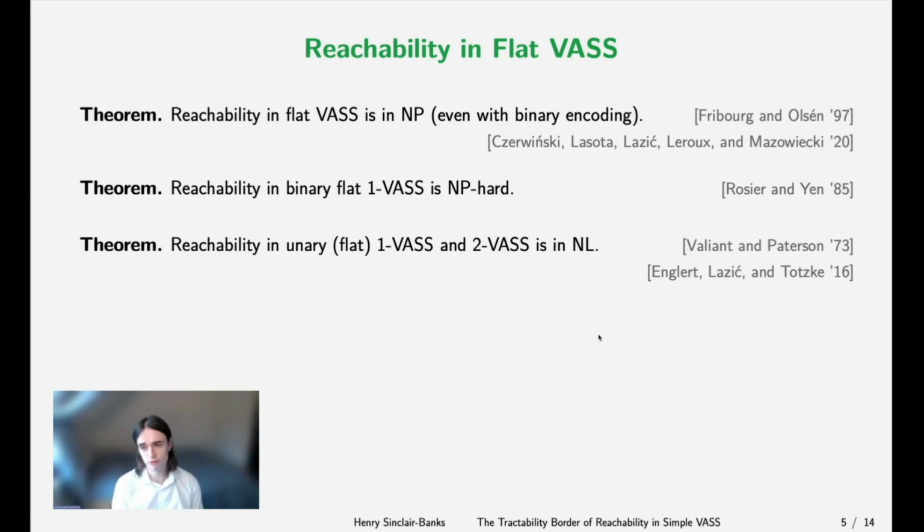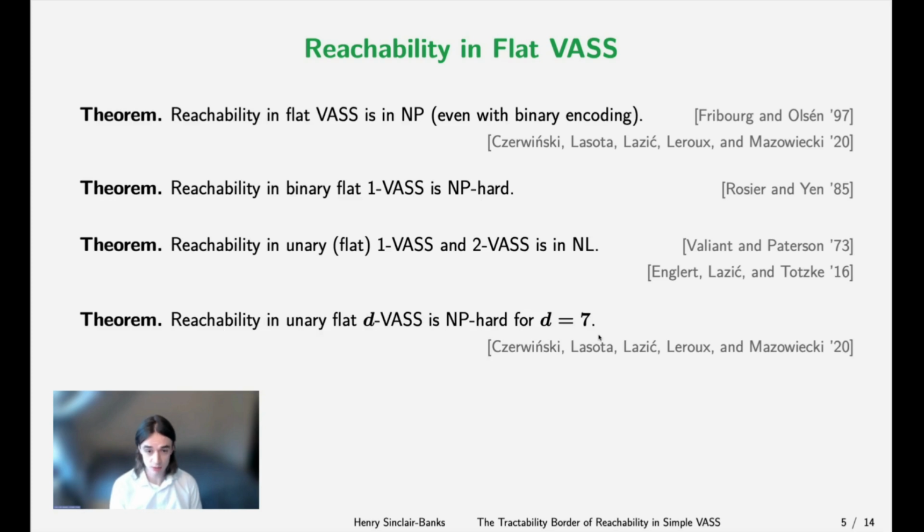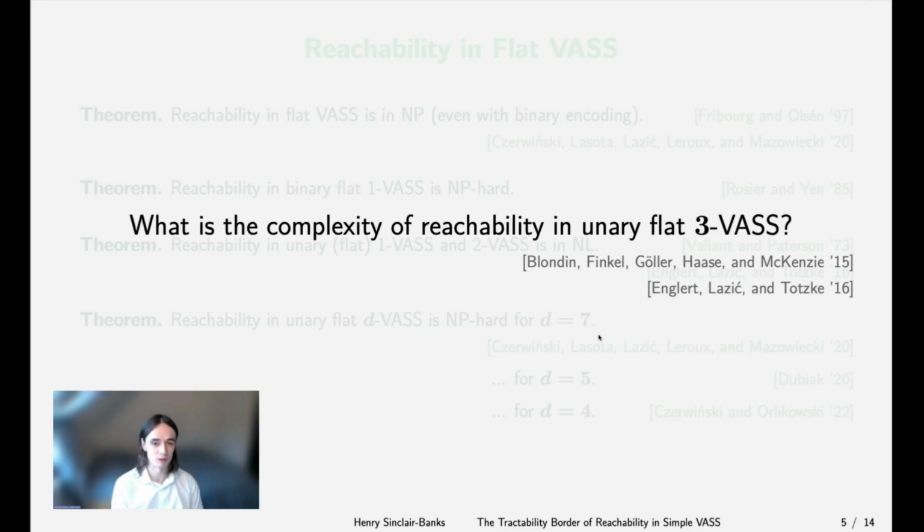And so then the question remains whether reachability is in NL for any higher dimensions or whether it's NP hard. And the first step towards this, in 2020, it was shown that reachability in unary flat VAS of dimension 7 is NP hard. This was subsequently improved to dimension 5 and then to dimension 4. And so then the burning question is, what is the complexity of reachability in unary flat 3 VAS, asked amongst these 8 authors across 2 papers.